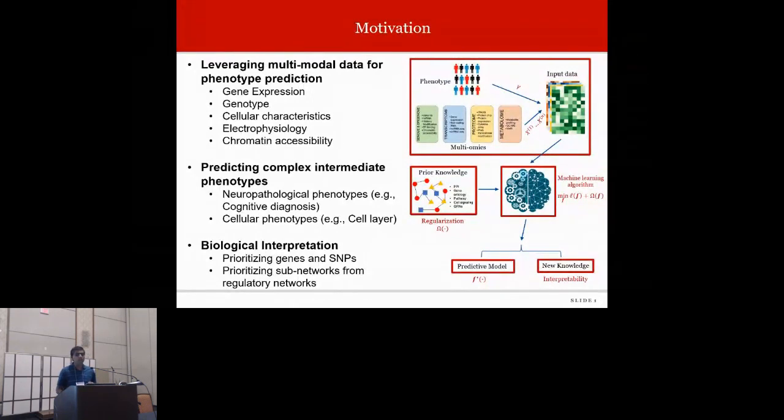The third one is biological interpretation, which a lot of us have been focusing on. Even though we use a lot of these machine learning and deep learning algorithms, once we have the model ready, we want to go back and look into it and identify what is happening in the model, why it is predicting this, and what features are useful and helpful.